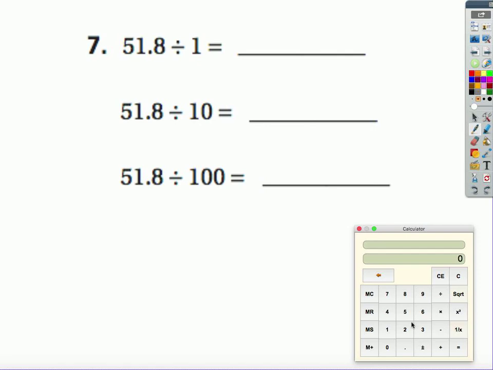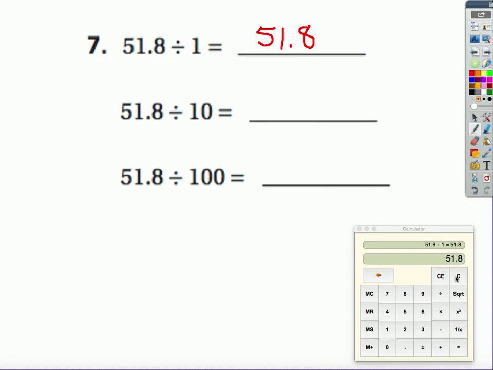So the first one is 51 and 8/10 divided by 1. Well, that's just like multiplying by 1. So if you divide by 1, you're going to get exactly the same answer. So 51 and 8/10 divided by 1 is 51 and 8/10.